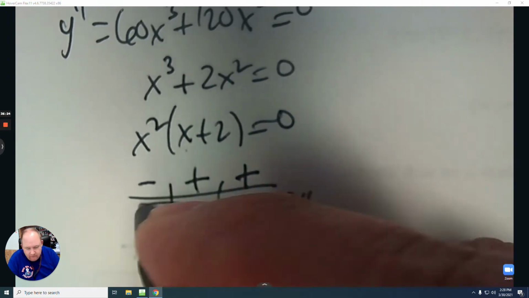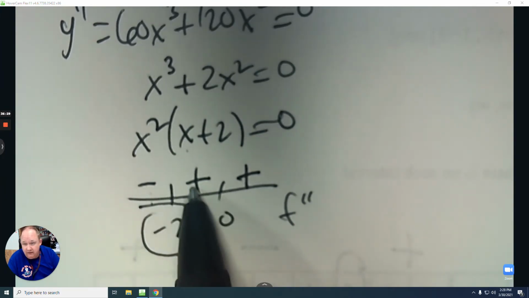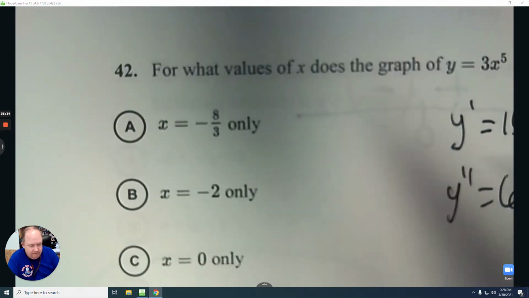So the only place there's a point of inflection is where the concavity changes. So concave down to concave up. So at -2, we have a point of inflection. That's B.